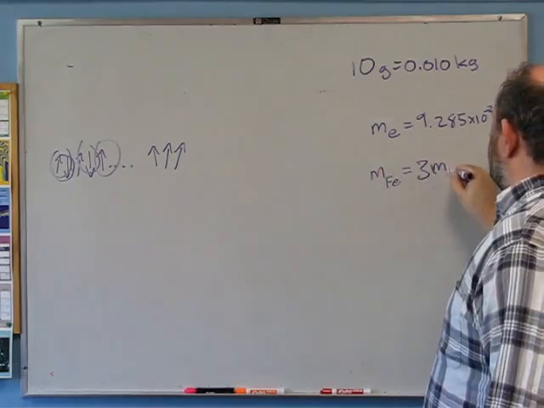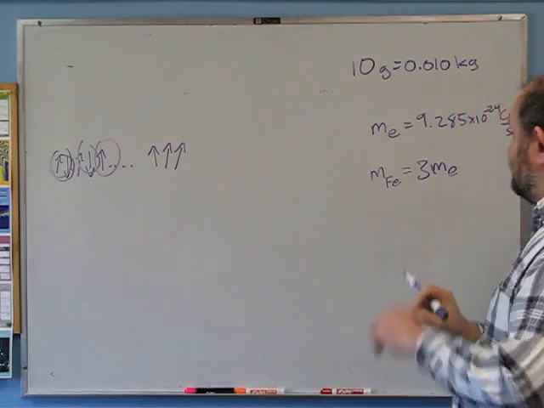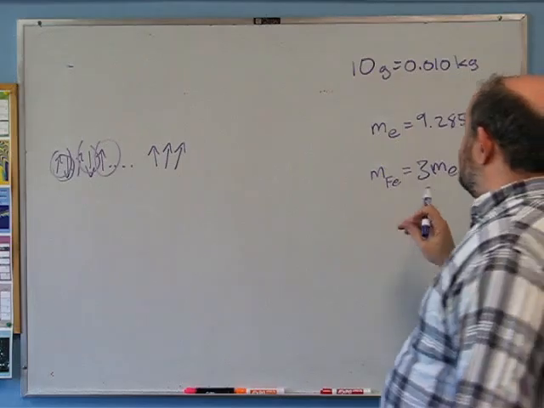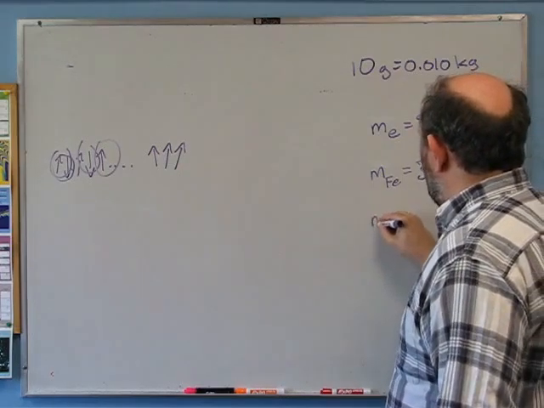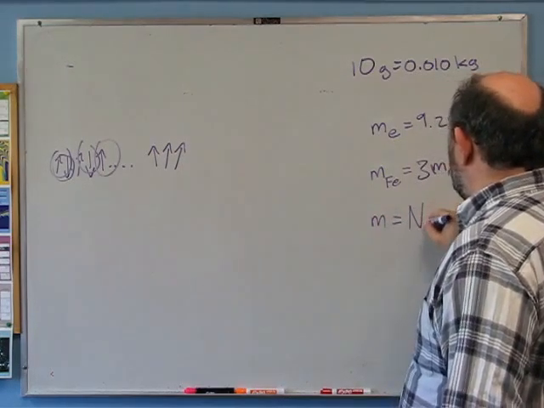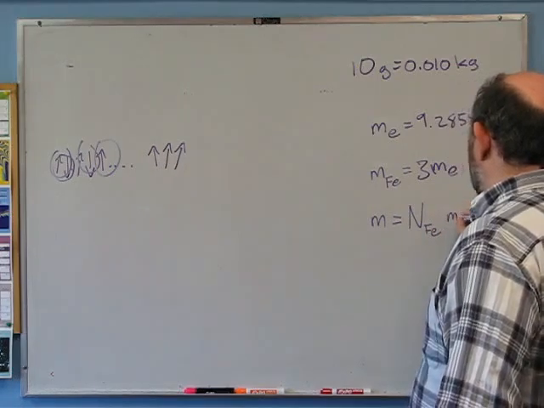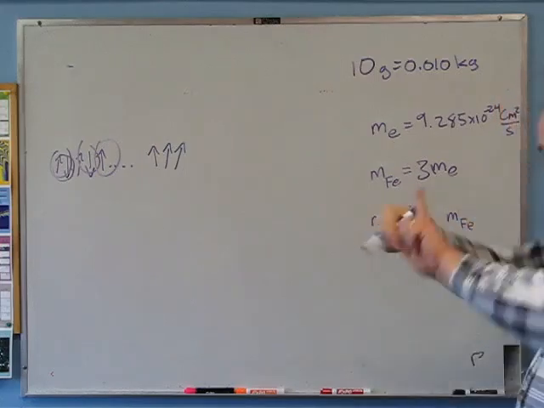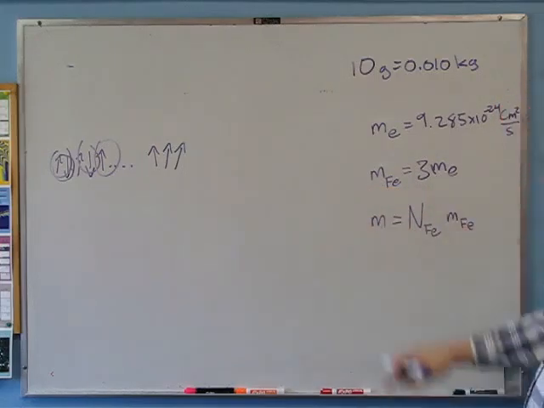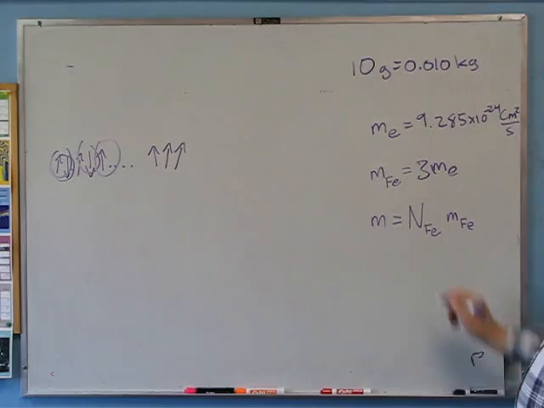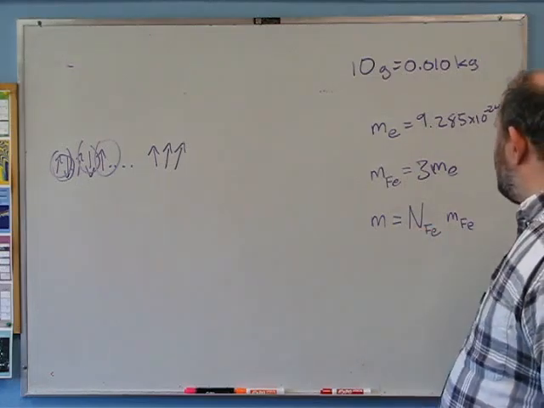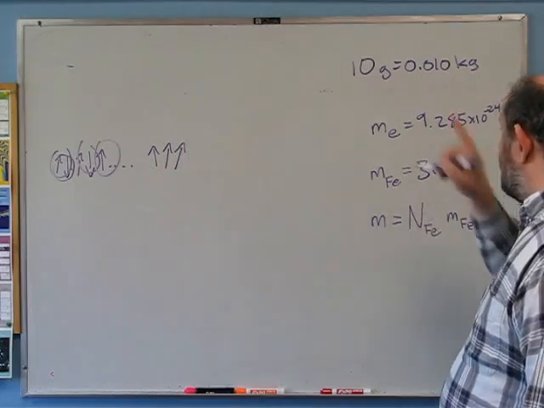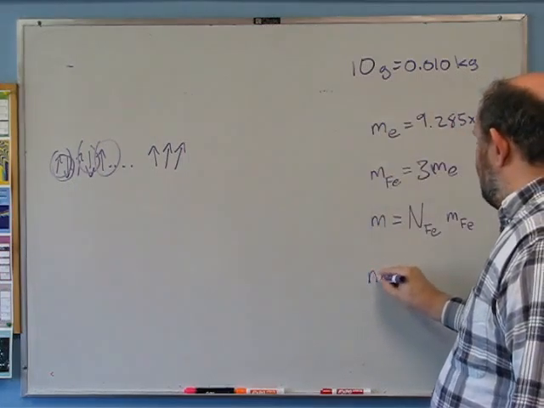So the magnetic dipole moment of one iron, and this is just in magnitude, I'm not going to give a direction on these, we're going to assume it's all in the same direction, is 3 m sub e, because there's 3 electrons all lined up, and the rest cancel out each other. And so the magnetic dipole moment of your whole sample is going to equal the total number of iron atoms times the magnetic moment of one iron atom, assuming they're all lined up with each other. If they weren't, they would cancel each other out.